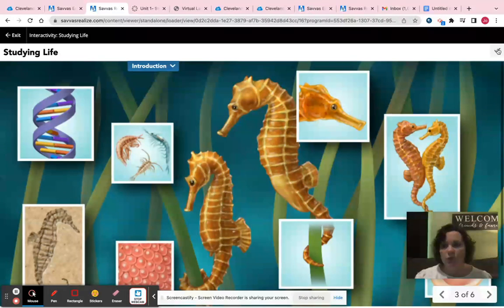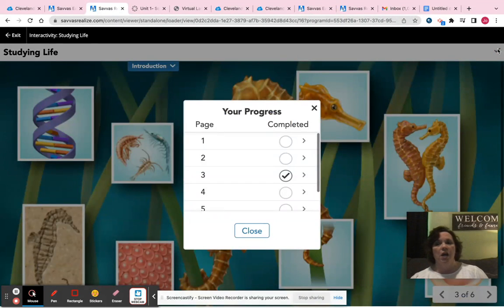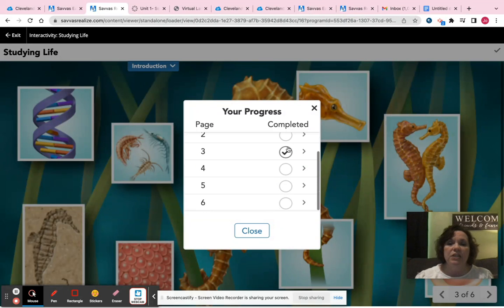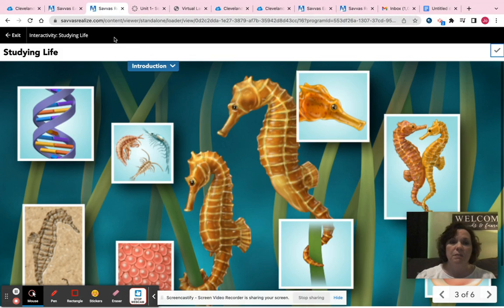So as you go through, remember, click on your completion check mark in the top right corner. Anything that you do not have a check mark on at the end, you need to go back and make sure you're complete with that. And then once you get finished with your interactivity, it's not showing on mine, but at the top left, you will have a quiz bar. So make sure you go and complete that quiz bar.